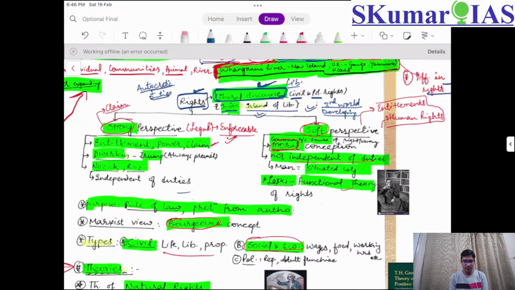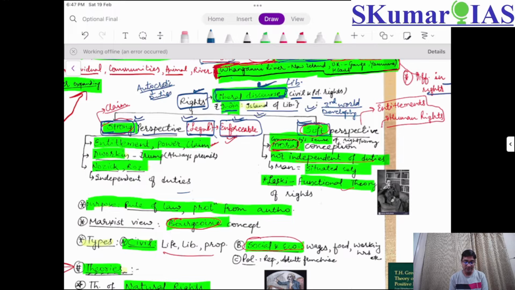Now, there are two perspectives of rights. The first one is the strong perspective, and the second one is the soft perspective of rights. Let us see what they are. The strong perspective of rights says that rights are legal guarantees and they are enforceable.